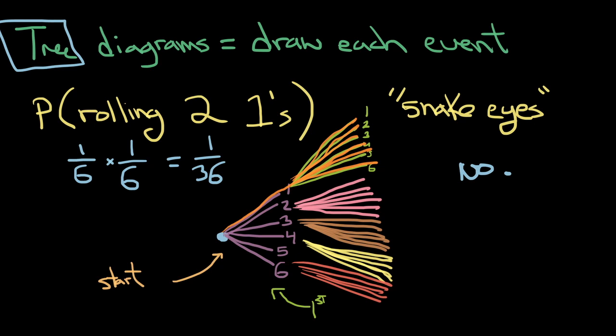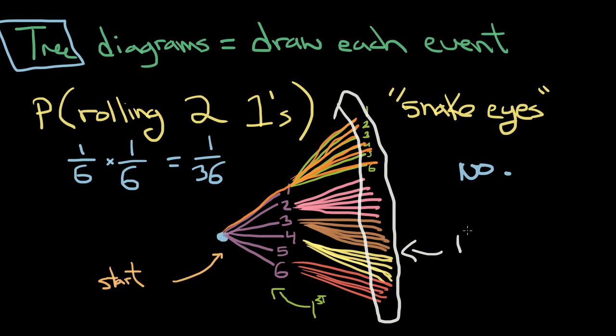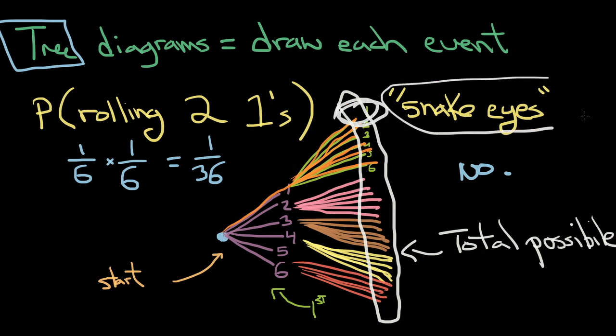What I do want to highlight, though, is that at the end of all of your branches are the total possibilities. Think of it as the denominator in your fractions. And you want to find that little solution. So that solution was right there, wasn't it? This was the 1, 1. That was the snake eyes. So there was only one way to do it, and there were 36. So that's why your total is 1 out of 36.